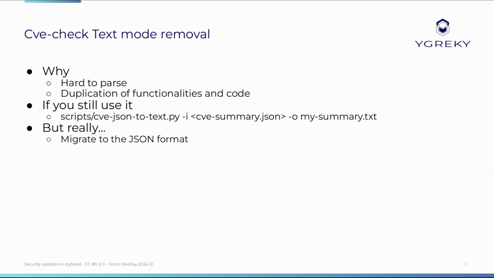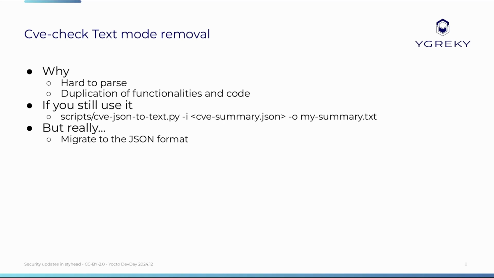Why? Because it is just hard to parse correctly, and it leads to duplication of functionality and code between the JSON format and the text format. And to make the migration easier, if you really need to use it, you have a script in scripts, cve-json-to-text, that can take the JSON file output and generate the same format as it used to be as a text format.